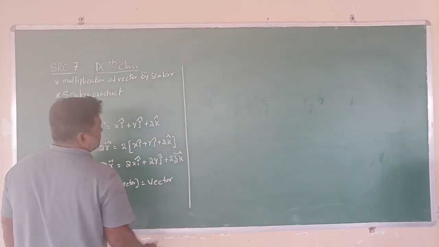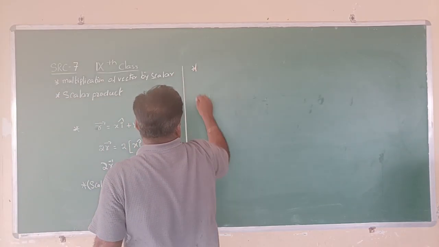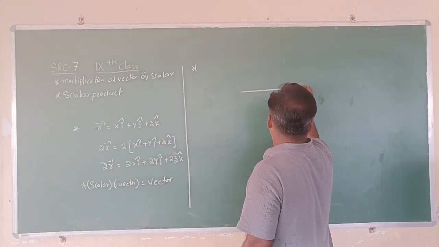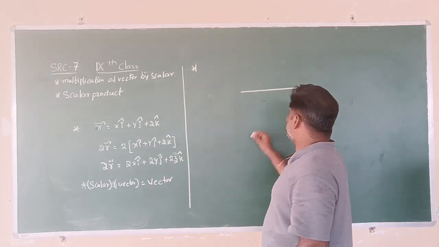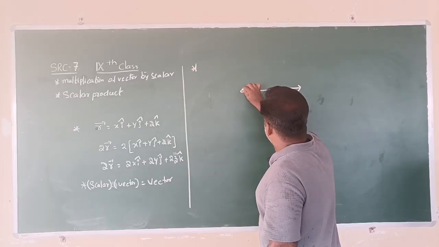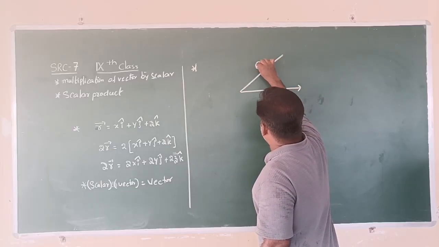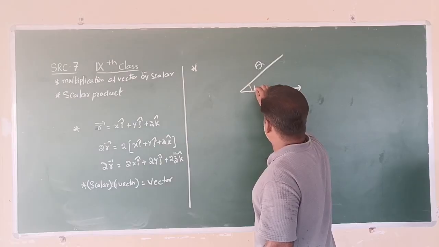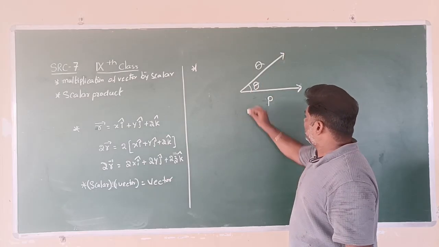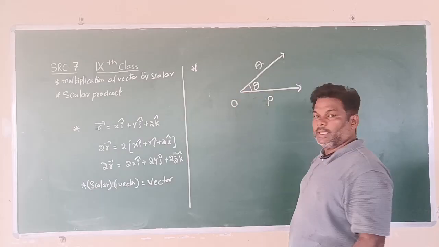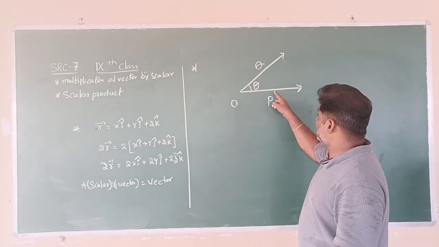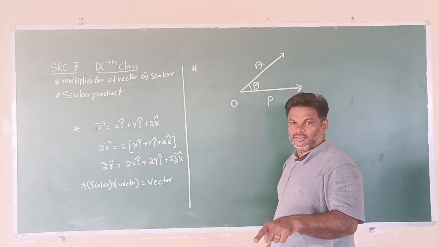Okay, now the scalar product. Here you need to get some idea regarding components. This is the x-axis, and this is the first vector, with its magnitude, and this is our second vector q, which makes an angle theta with the first vector at a location O. Both are starting at the same point and are directed at an angle theta with each other.